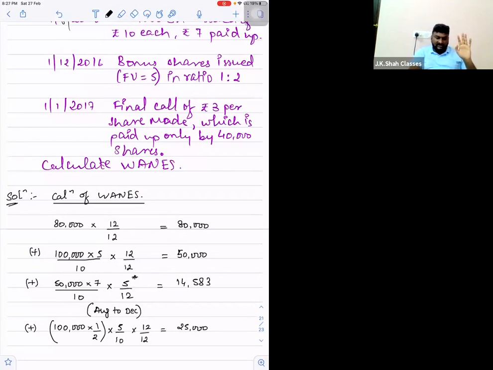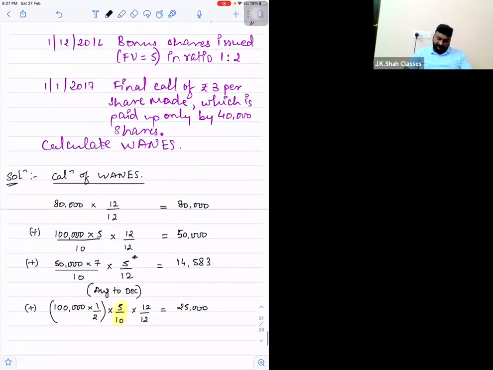So this is the crux. This is where the student makes a mistake. Student forgets to multiply by 5/10. Student calculates this properly as 50,000 shares, and 12/12 is also correct. But you have to understand bonus shares are of 5 rupees face value. So a 5 rupee face value share has to be converted to 10 rupee face value. So 50,000 shares of 5 rupees is equal to 25,000 shares of 10 rupees, because we should have the same class of shares for EPS. We should not have different classes.